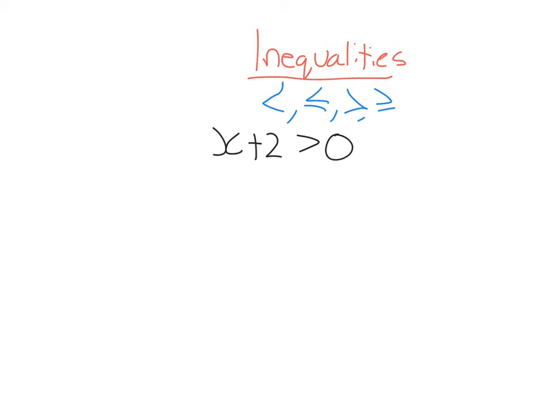Minus 7 plus 2 is minus 5. Clearly, minus 5 is not greater than 0. So x equals minus 7 is not a solution to this. So how do I write those infinitely many solutions?